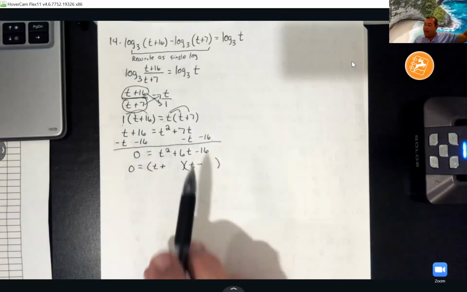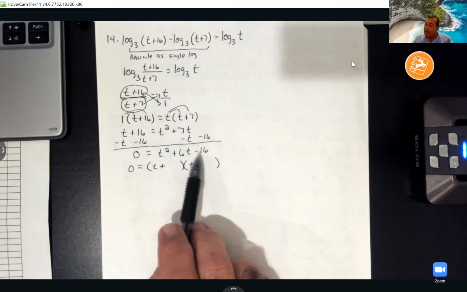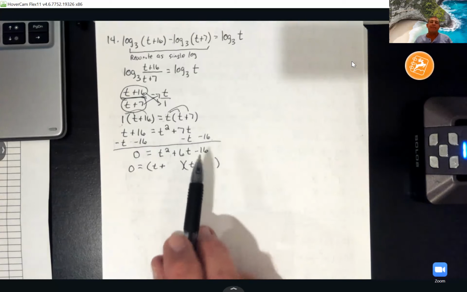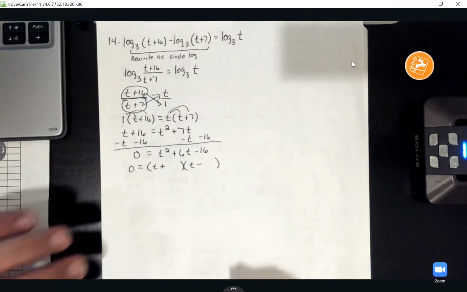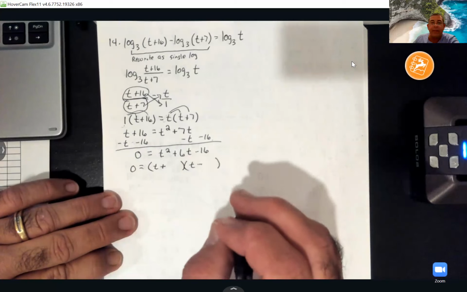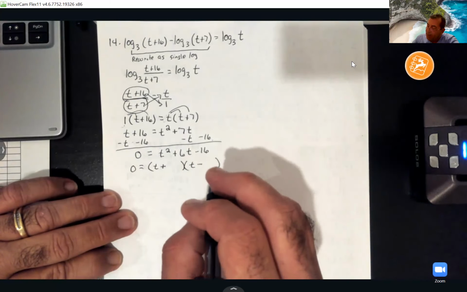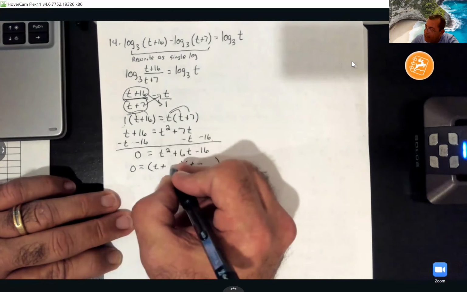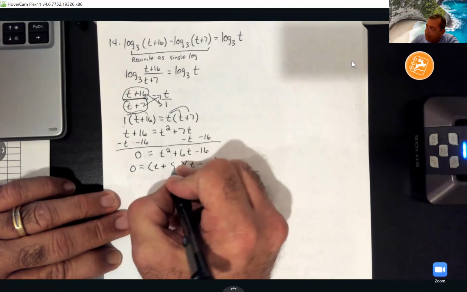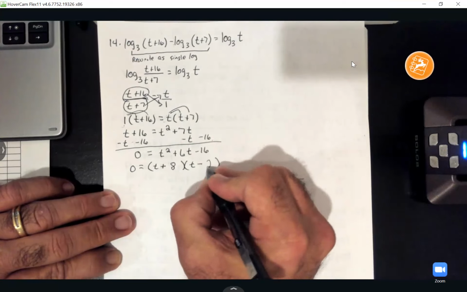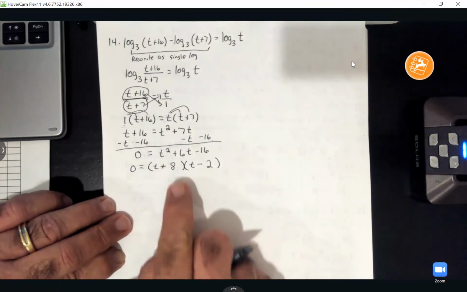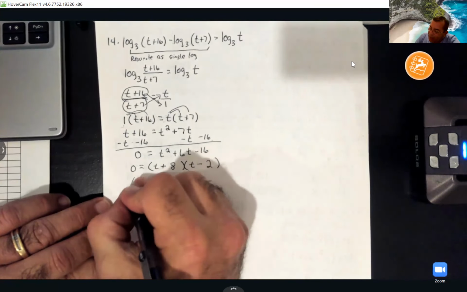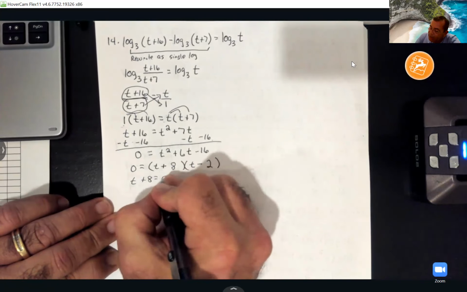All right, y'all. So I need factors of 16 that if I subtract them give me a 6. T plus 8, t minus 2. Plus 8, you said? Yes, and minus 2. There you go. All right, because those add up to get me a 6. Good job. Now, set both of them equal to 0.